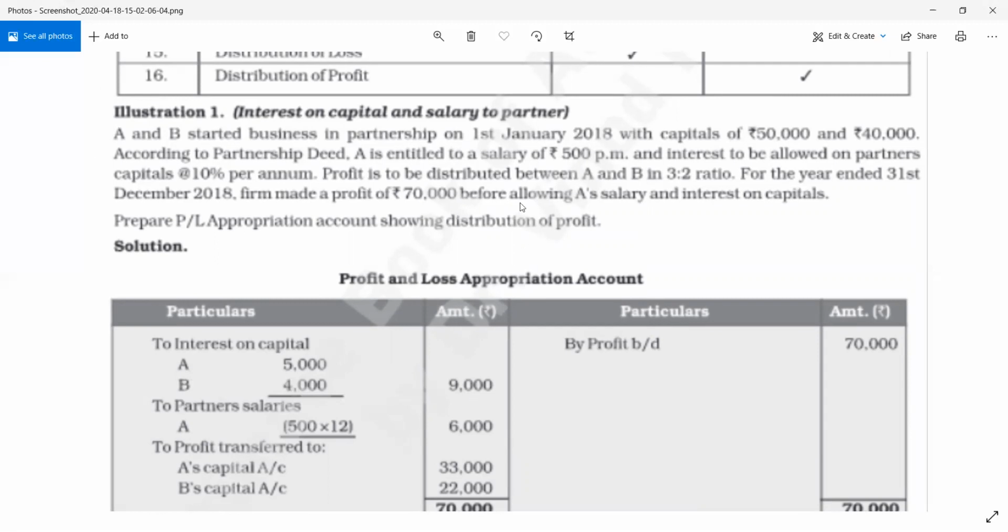Then there is salary to A. A is entitled to a salary of 500 per month. So 500 into 12, 6,000 rupees. So salary to A, 6,000 rupees, 500 into 12. Clear? And there is no other thing to be paid?